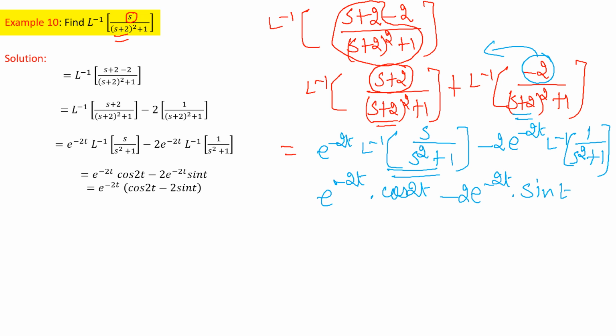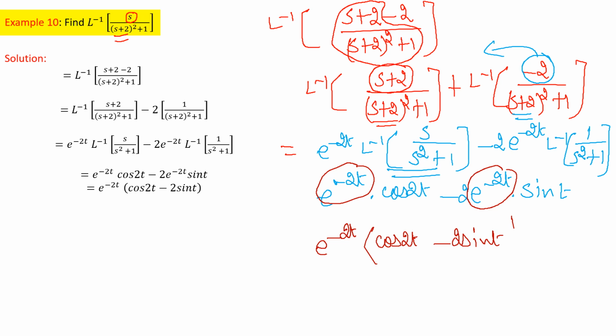So we have two terms. So let me take e power minus 2t as a common factor. Then we have e power minus 2t, cosine 2t minus 2 into sine t. So this is my final answer.